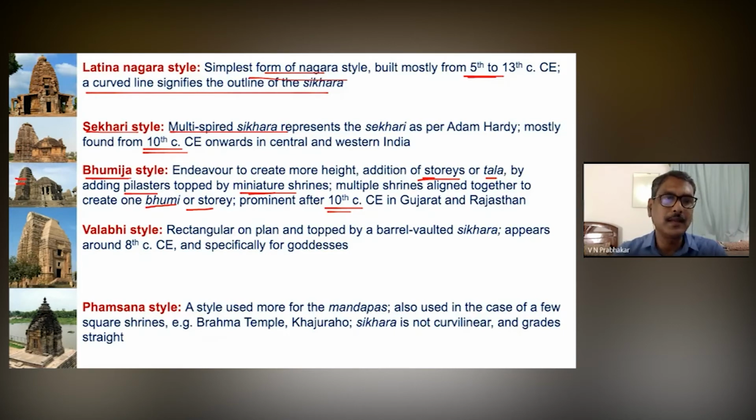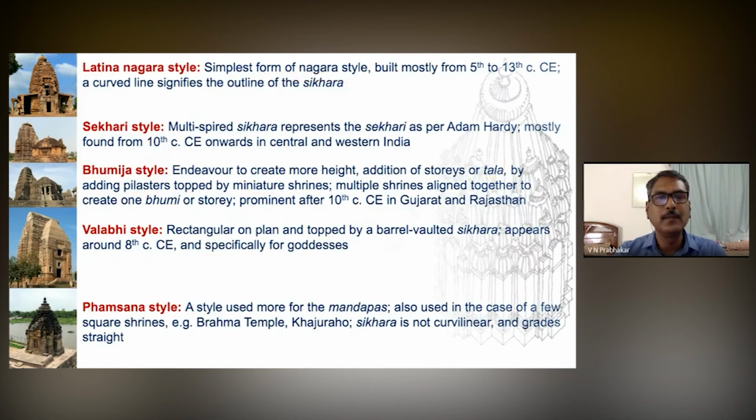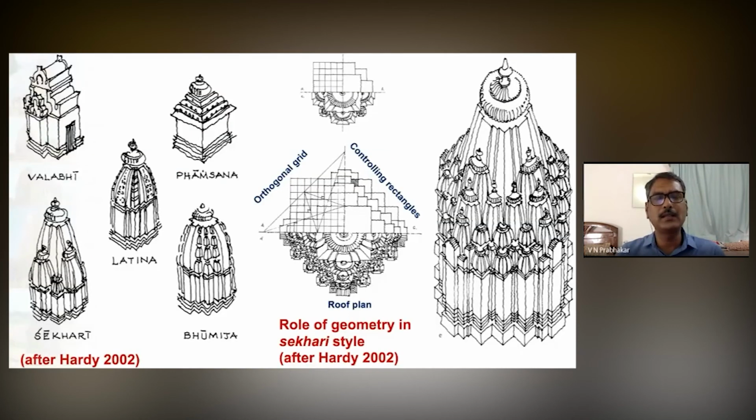Vallabhi style, again, I have told you, is rectangular on plan with a wagon vaulted roof, basically created for goddesses. And the Phamsana style was basically for the mandapas, but in a few exceptions, it was also used for the construction of the temples themselves. So we'll find again complex forms evolving within these styles. The time is very less to deal with each and every style of temple, but here I have taken the example of Shekhari. Shekhari style, Adam Hardy has done an excellent work on how the use of geometry and adding of more features.